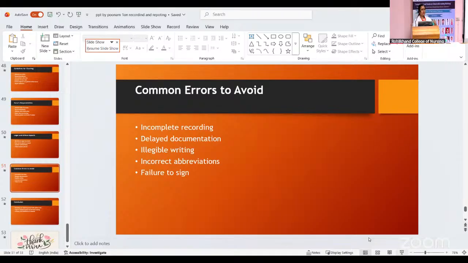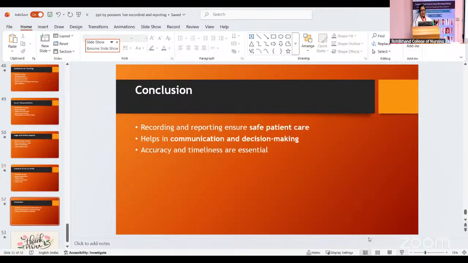Failure to sign is sometimes very important. If we have not signed somewhere in the treatment sheet, nurses also, in our hospital, nurses are also having their registration number and name stamp. So all should put that stamp. You should stamp your treatment sheet. You should stamp your intake output chart. You should stamp your vital sheet. Everything should be signed.